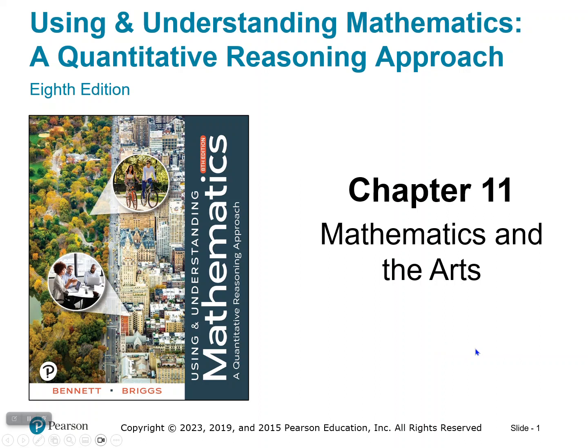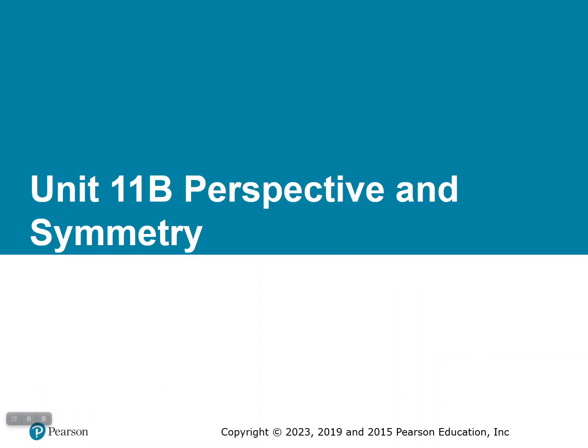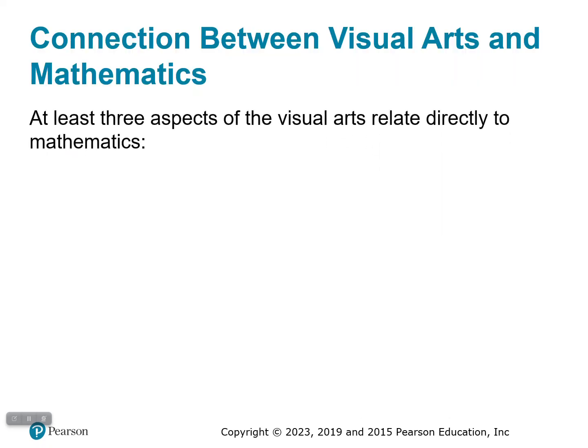Hello and welcome to Chapter 11, Mathematics and the Arts. We're going to talk about Unit 11B, Perspective and Symmetry. Now, visual arts, right? There's at least three aspects of the visual arts that relate directly to mathematics. We're going to talk about perspective, then we'll talk about symmetry, and then we'll talk a little bit about proportion.